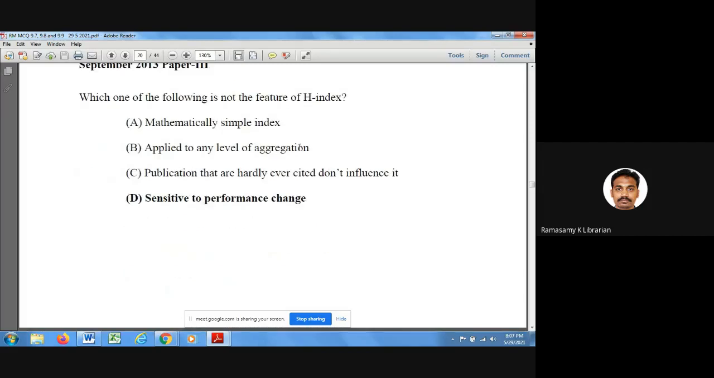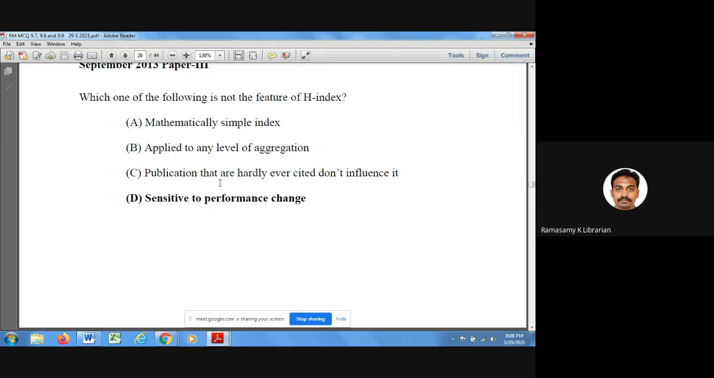Fine. Which one of the following is not the feature of H index? Okay. So H index is mathematically very simple. It is very easy to calculate. Fine. Apply to any level of aggregation. So you can calculate H index for an individual, for a group of individuals called one department, or school of social sciences, or for one university, or for one district, or for one country. So at any level of aggregation, you can use H index, no problem.